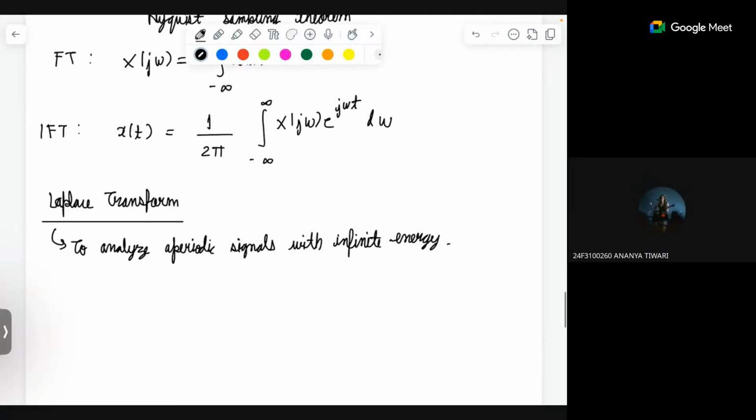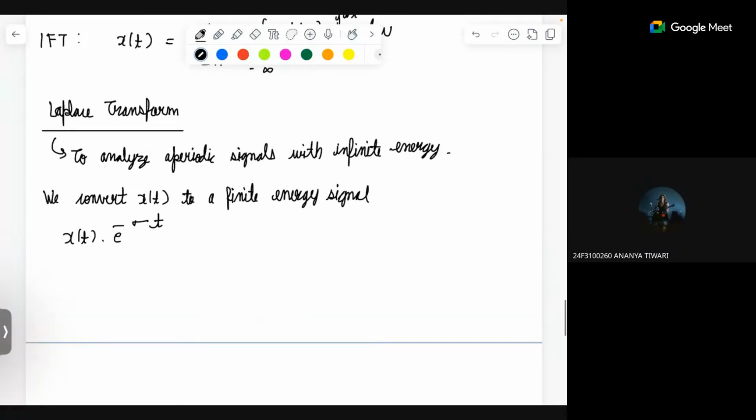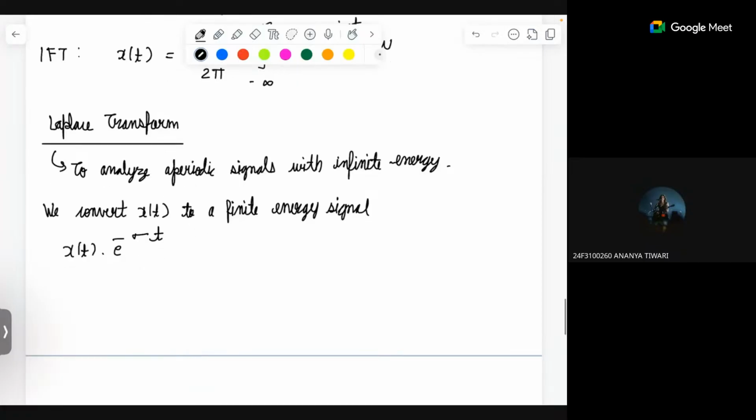So what we do in Laplace transform is we convert the signal x(t), which had infinite energy, to a finite energy signal. And how do we do that? By multiplying it by a decaying exponential. I will just write it down here. We convert x(t) to a finite energy signal: x(t) multiplied by e raised to the power of minus sigma t. This sigma is some real number.